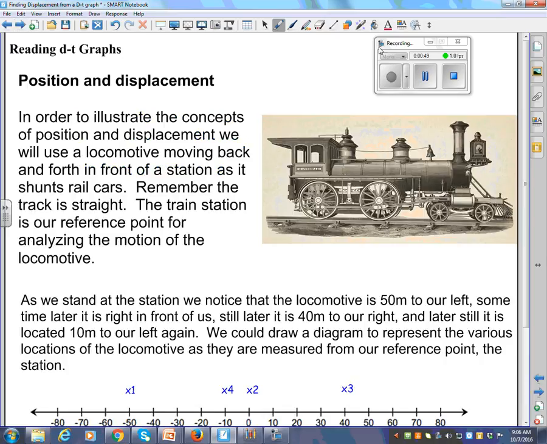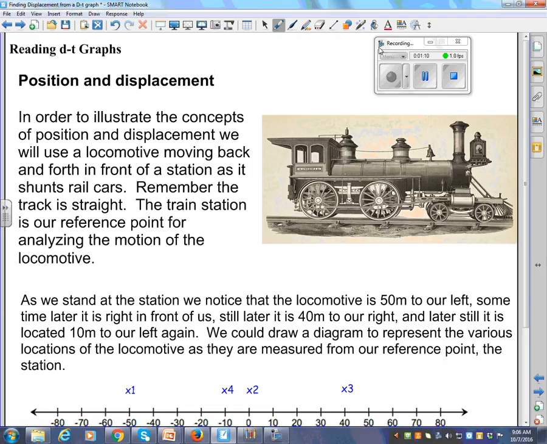Okay, so let's begin. In order to illustrate the concepts of position and displacement, we're going to use a locomotive, a train moving back and forth in front of the station as it shunts rail cars back and forth. Remember, the track is straight. The train station is our reference point, our frame of reference, or our origin for analyzing the motion of the locomotive. Ladies, are you with me?